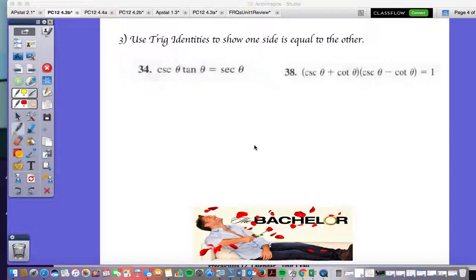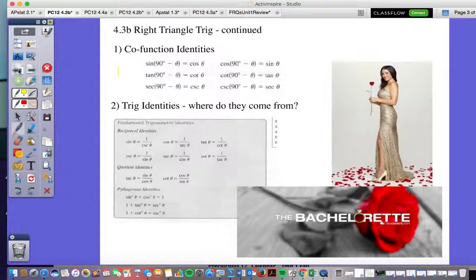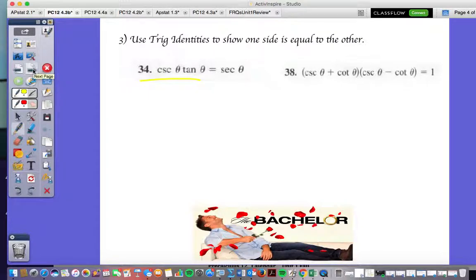My whole job is hopefully to allow you to see that there are ones that lend themselves to better strategies than others, and that's where we're going to head. For instance, if we had one like 34, we're trying to use these identities to match it to where it equals the right side. What's cool about this is we know the answer is secant. The question is how do we get there?